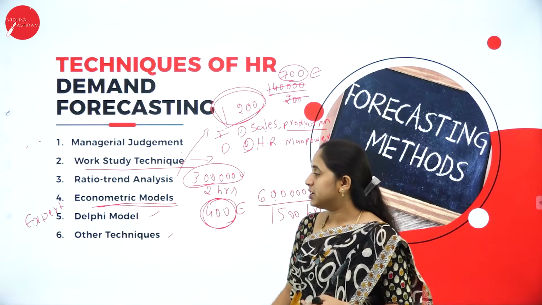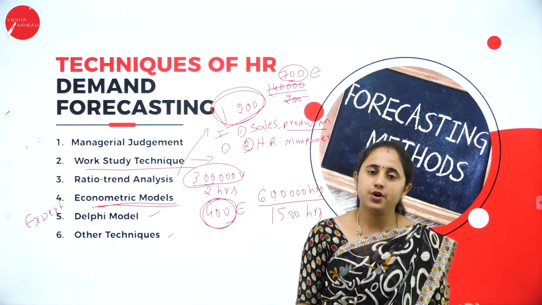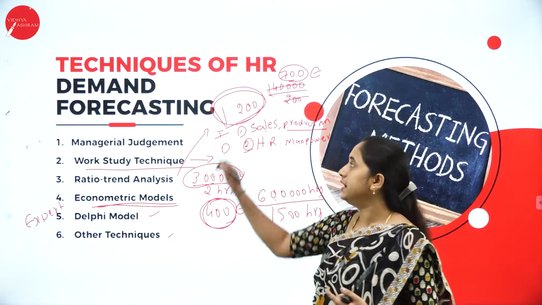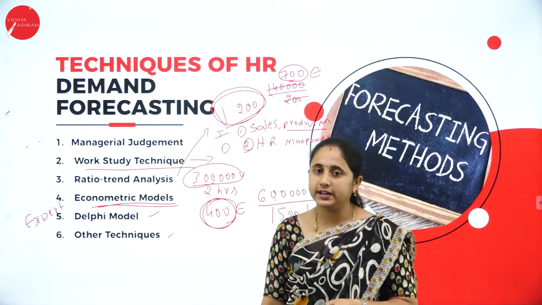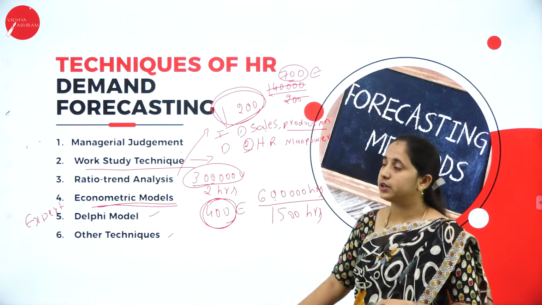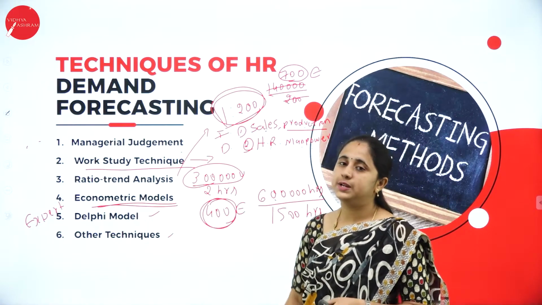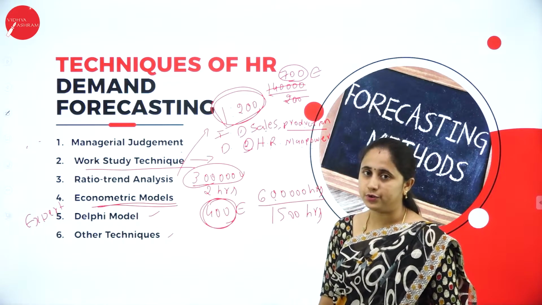Then estimation on the basis of past records. So through the past records or past experience, we can predict the human resource requirement. These all are the other techniques. So under techniques of human resource demand forecasting, we have a total of 5+1 techniques. So this is all about techniques of HR demand forecasting.